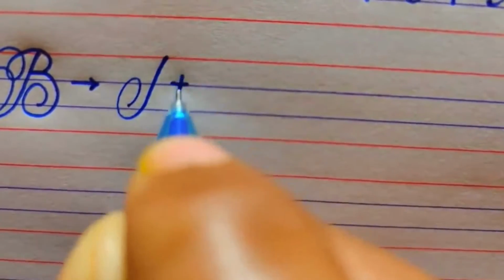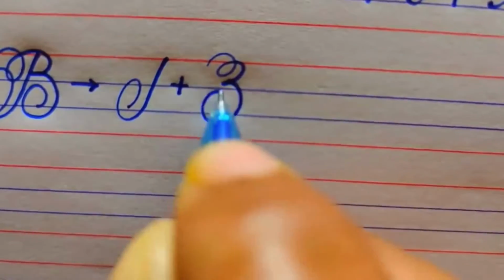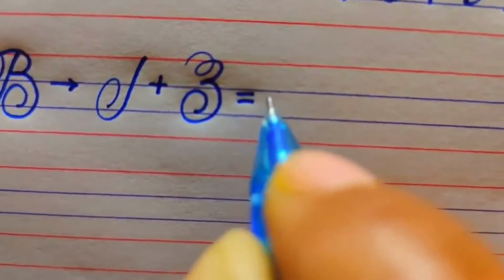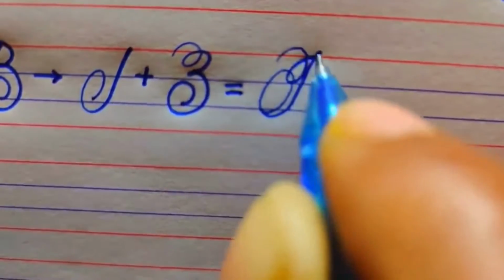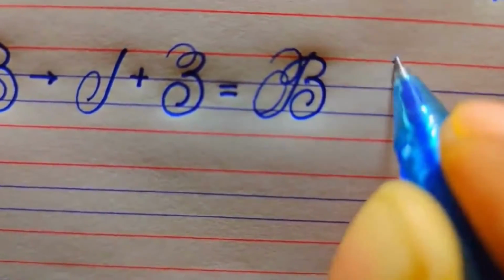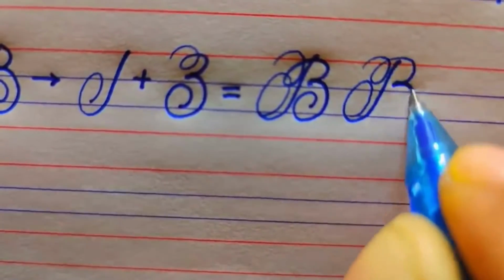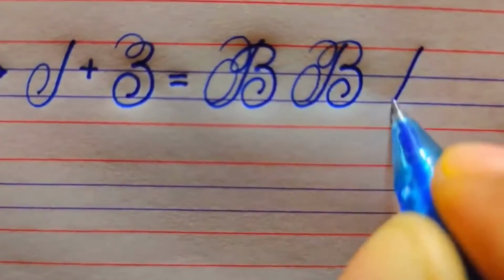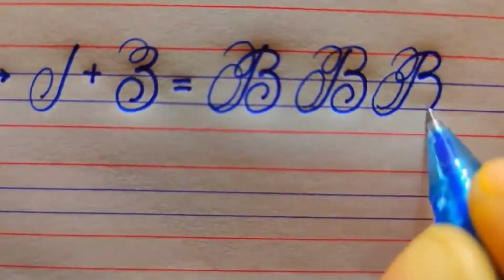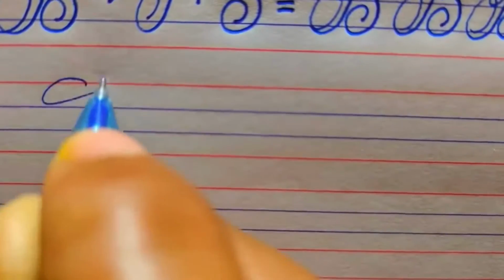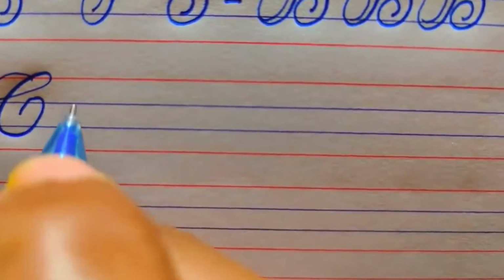First letter of B plus second letter of B is equal to B. Now we will move towards C.